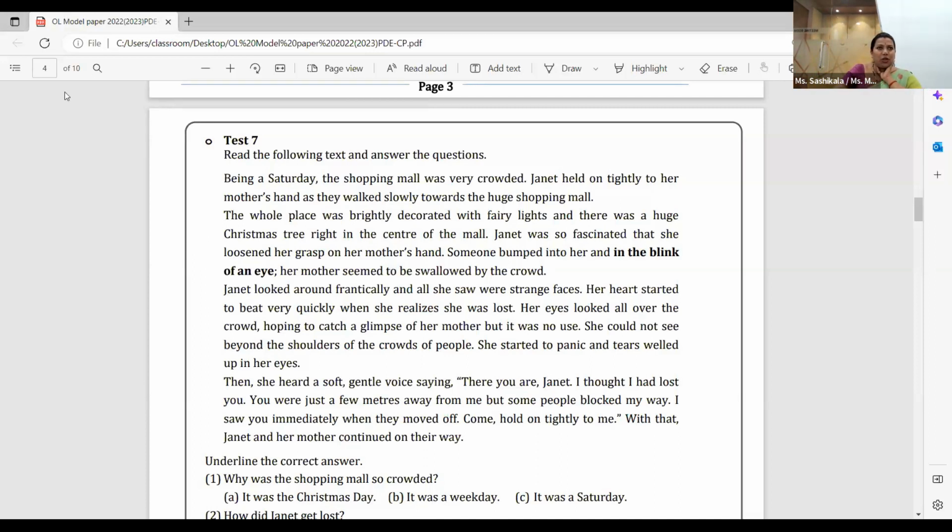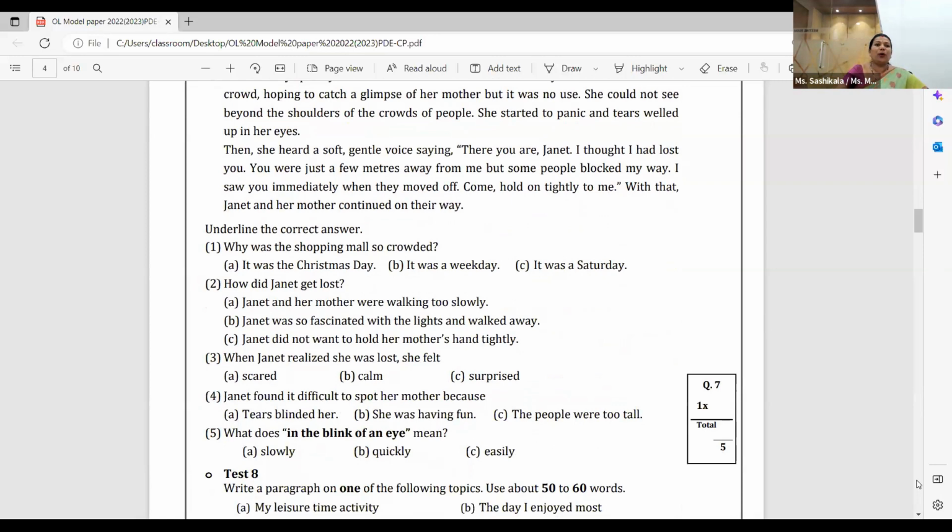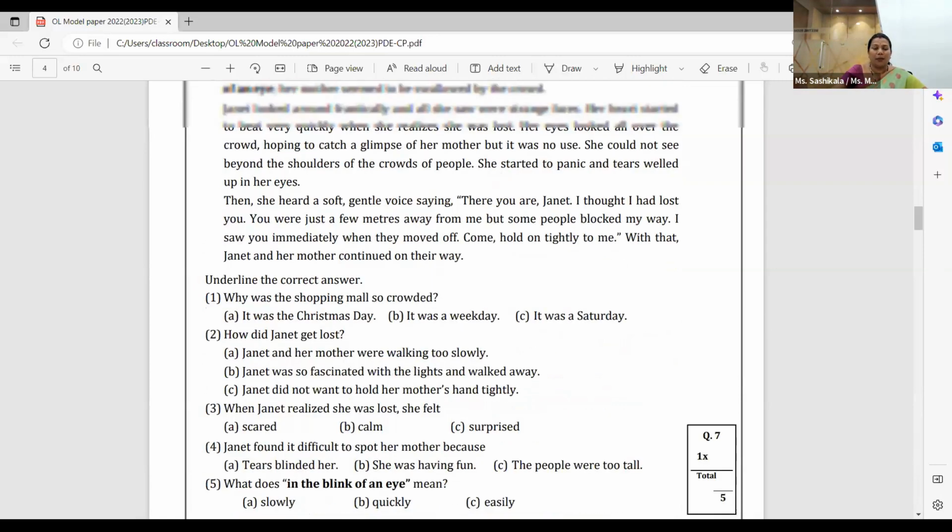So let's see what you are supposed to do. So as we said, we have to read the instruction first. Read the following text and answer the questions. You have to read the following text, but here, we are going to read the questions first. Let us read the questions first. What are the questions? Question number 1.